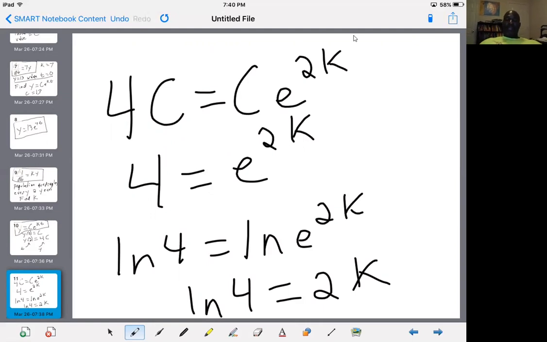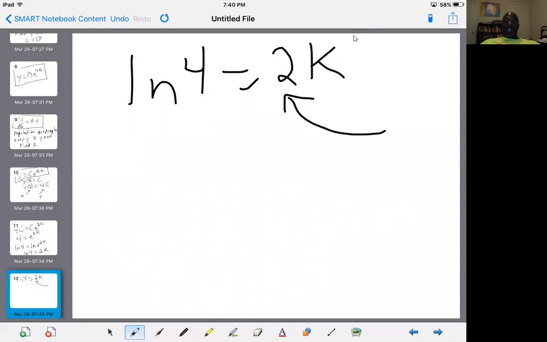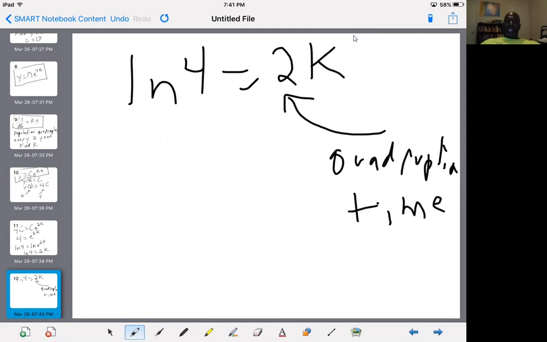Now, this is something you want to remember. So this is for any problem. And so let me write this bottom expression on a fresh new page to point out a couple of things. So ln 4 equals 2k. Now the 2 you see in front of k, when it's a doubling problem, it's called the doubling time. Of course, this was a quadrupling problem, so we call it the quadrupling time. So, for instance, if it said the numbers quadruple every 7 years, there will be a 7 there in front of k. Every 8 years, there'll be an 8 there in front of k.